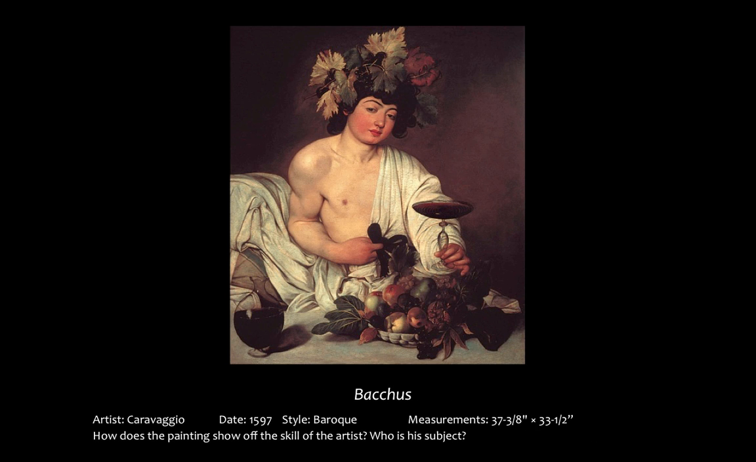This is just to give you an idea of other work that Caravaggio was doing. This is a combination of a still life, so he's focusing on painting everyday objects, fruit and wine, with a portrait. And this is a portrait of Bacchus. Bacchus is the Roman god of wine. In Greece, he's known as Dionysus.